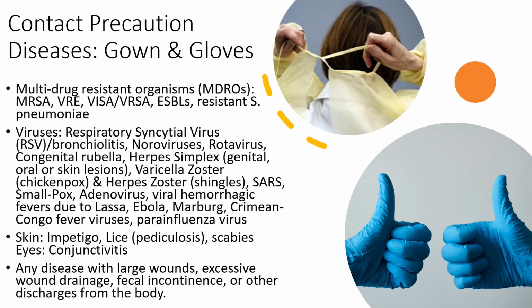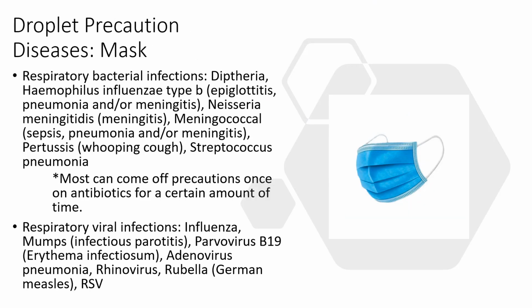This slide is your droplet precaution diseases, where we wear a mask. There's only 2 bullet points here because the first bullet point is just any bacterial infections that cause respiratory issues like diphtheria, Hib, Neisseria, meningitis, your pneumonias, your meningococcal pneumonias, your pertussis, whooping cough. Most of these can come off precautions once they start antibiotics for a certain amount of time.